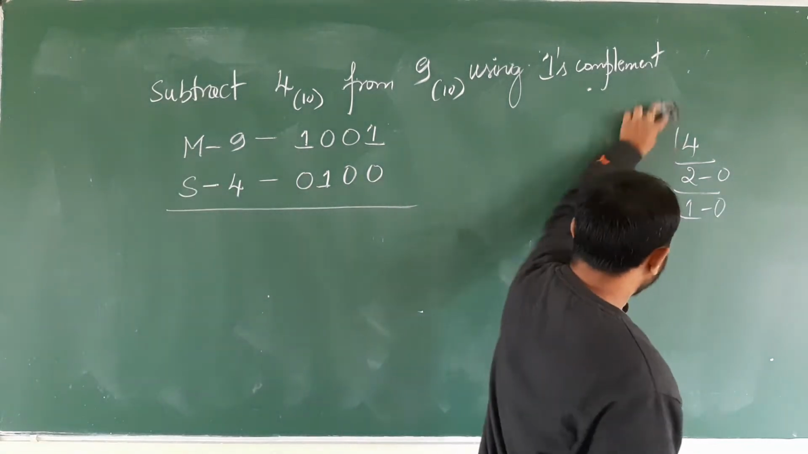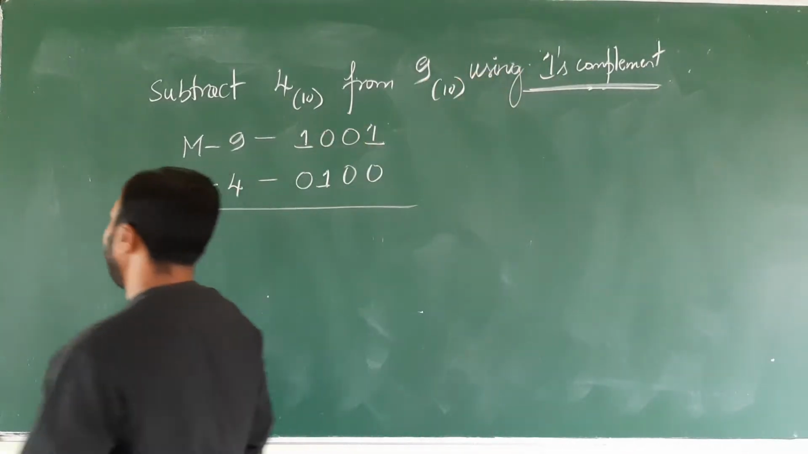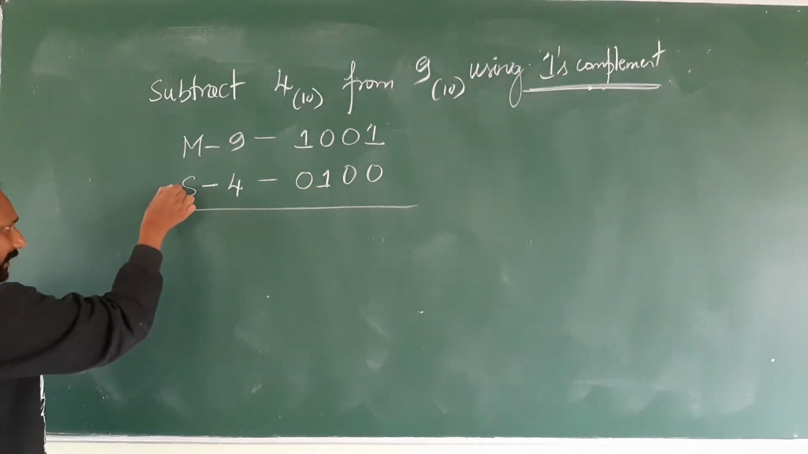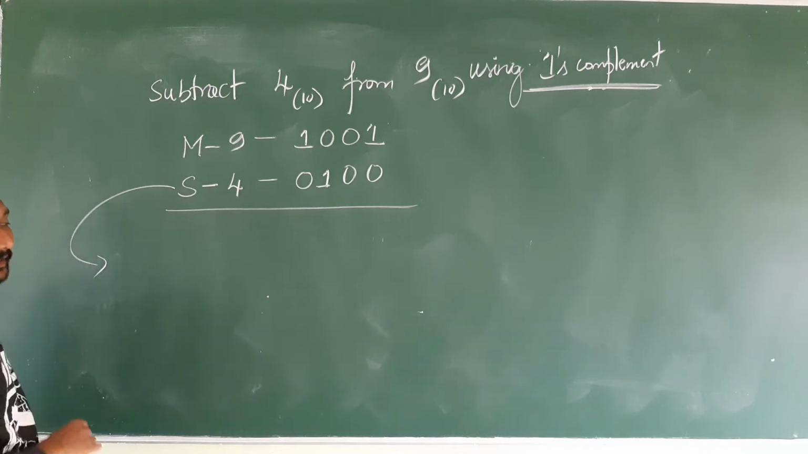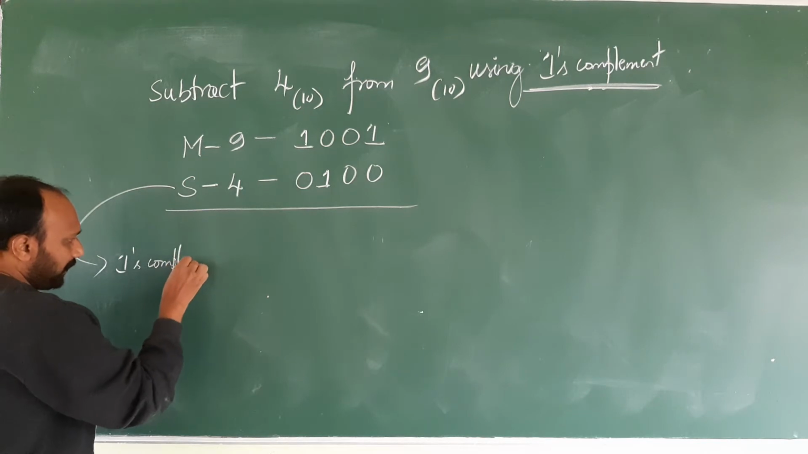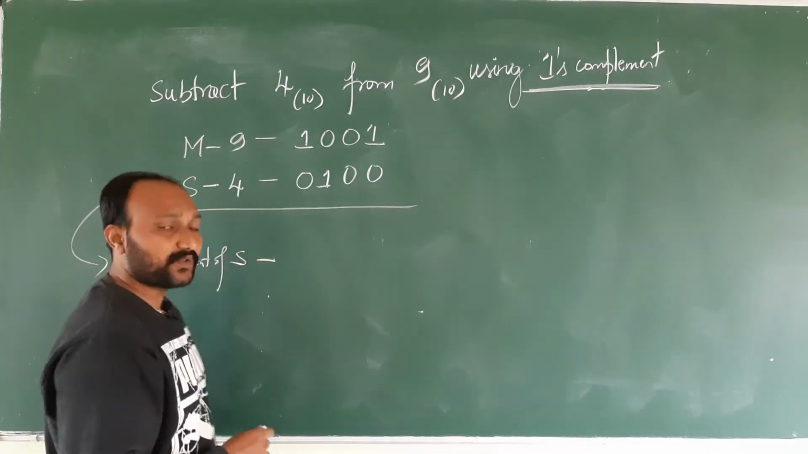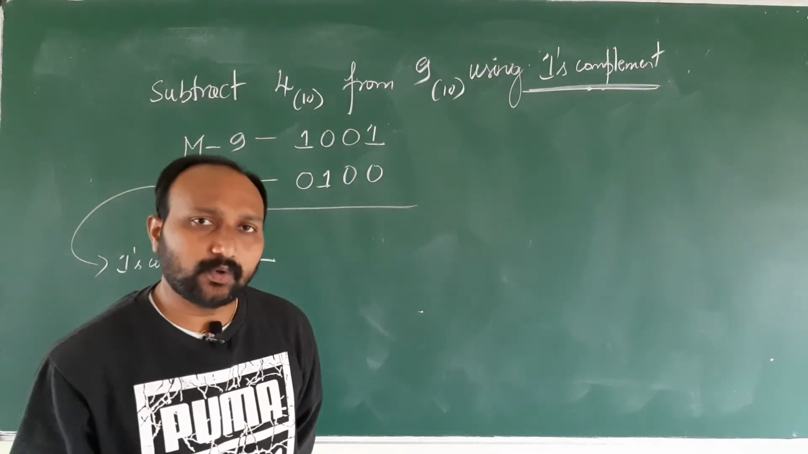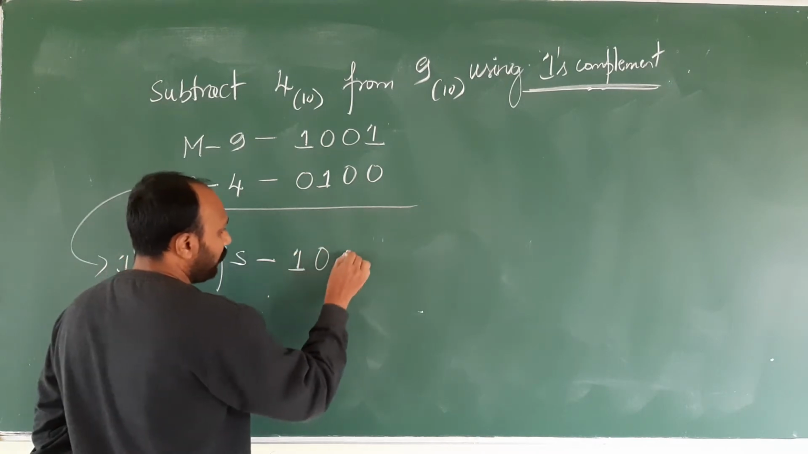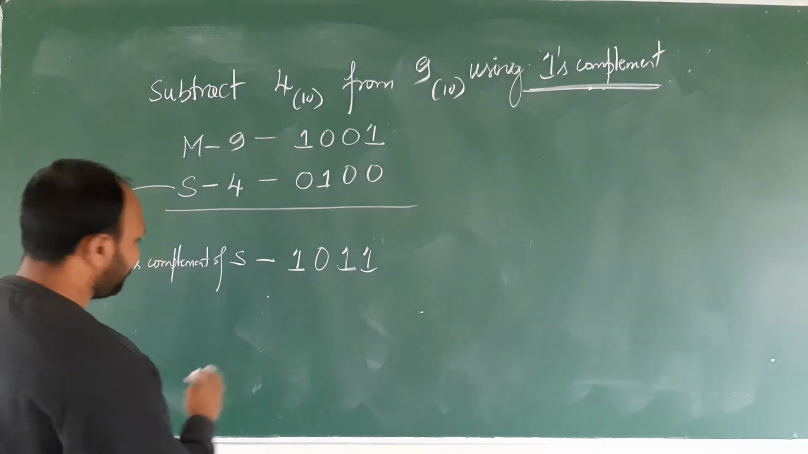Next, how are we performing the subtraction? Using one's complement. First, let us find the one's complement of the subtrahend. What is one's complement? Converting 0 to 1 and 1 to 0. Very simple. So let us convert that: 1 0 1 1. That's all. What do we need to do after this?